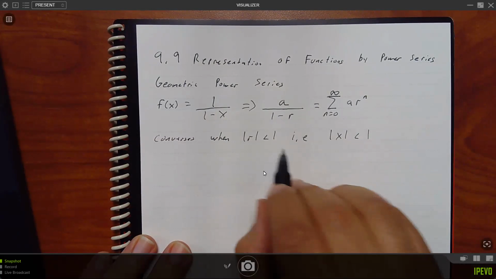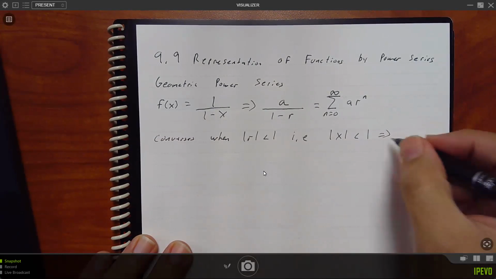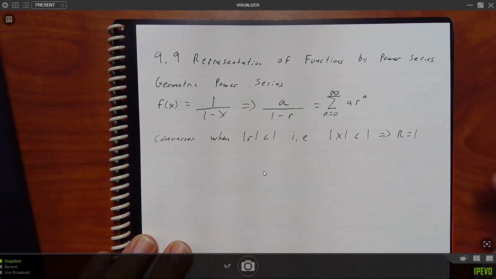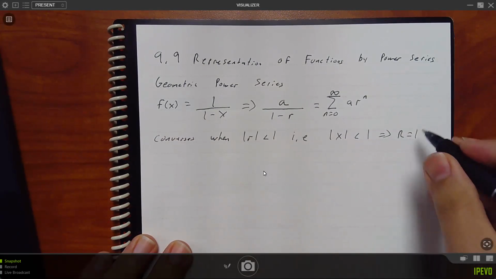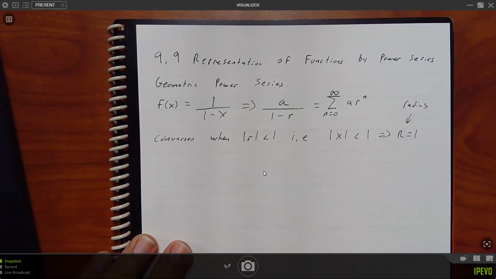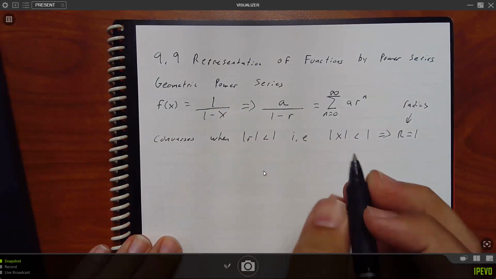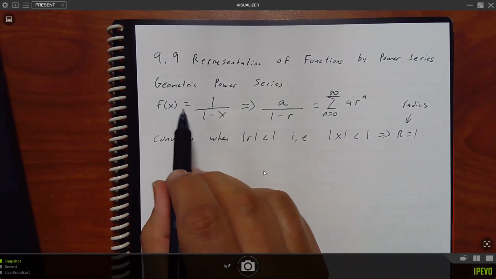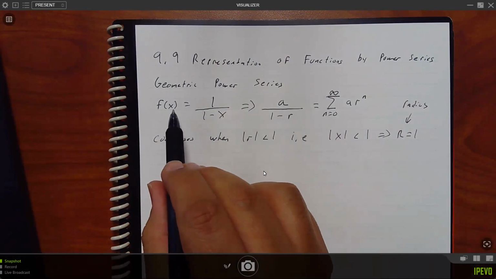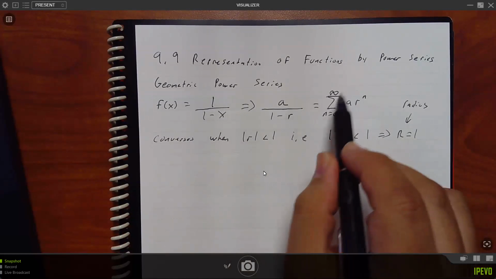Convergence when r is less than 1. That is to say that the absolute value of x is less than 1, which implies the radius of convergence. Anyway, we talked about all that already. So just a reminder, with this idea, we take a function that is continuous and turn it into a series that is discrete.